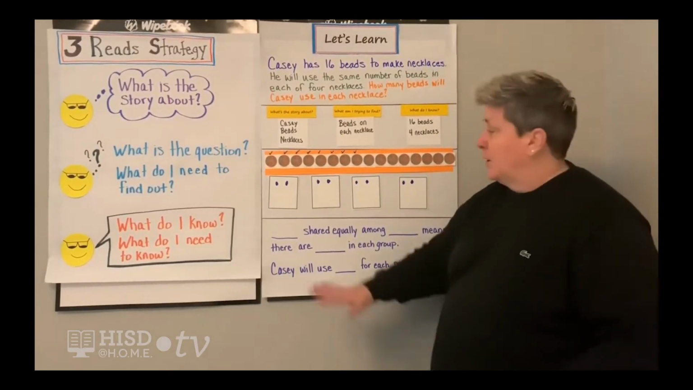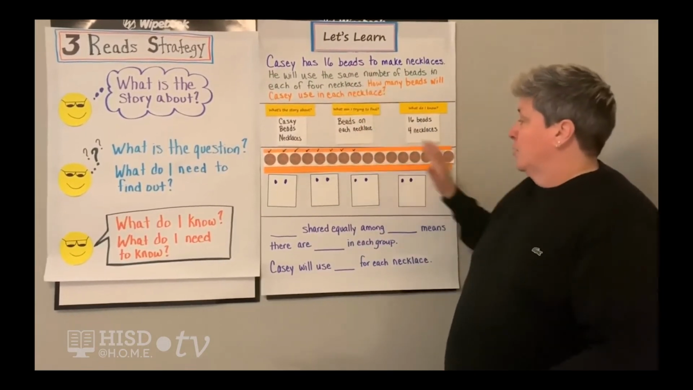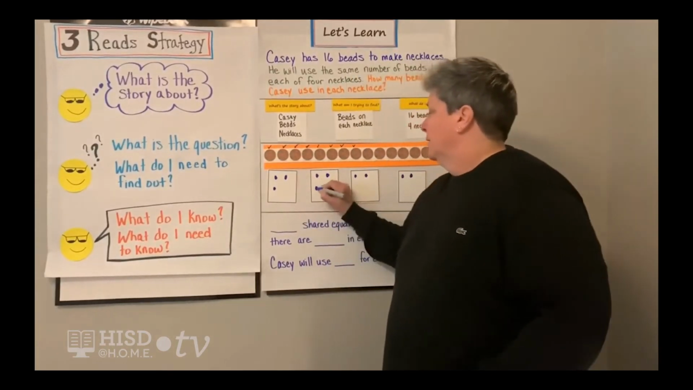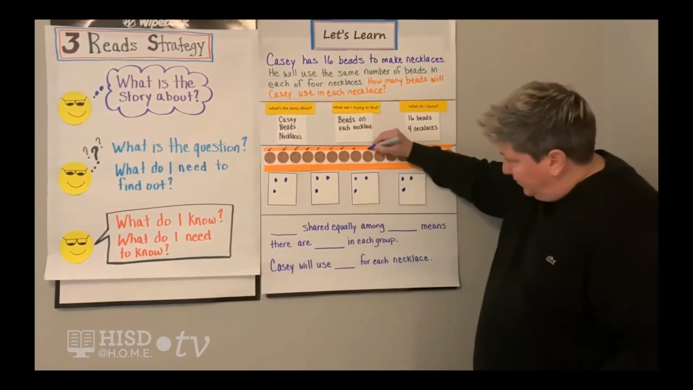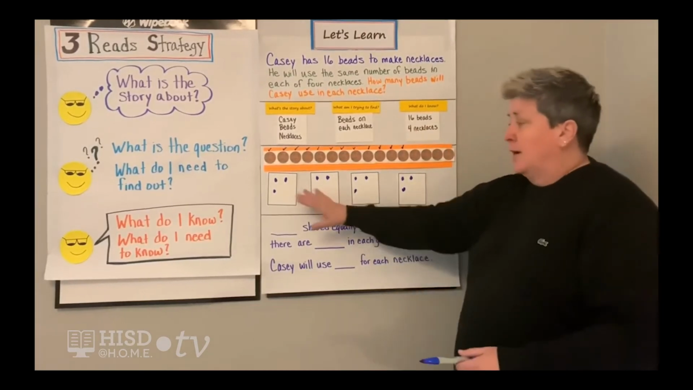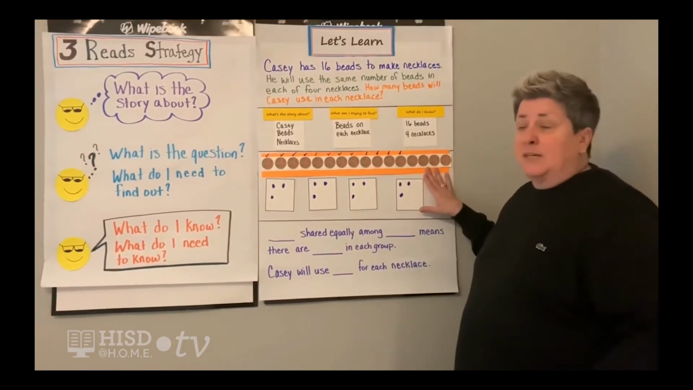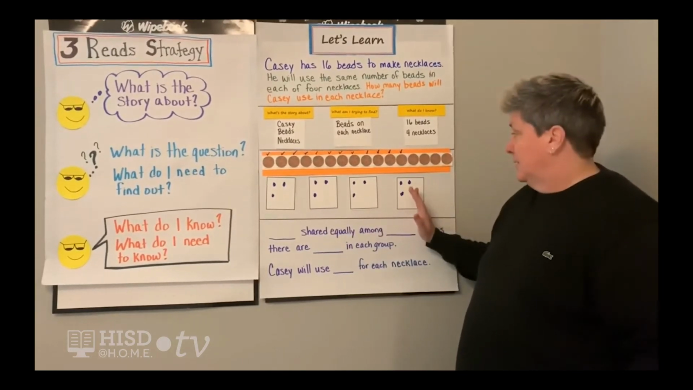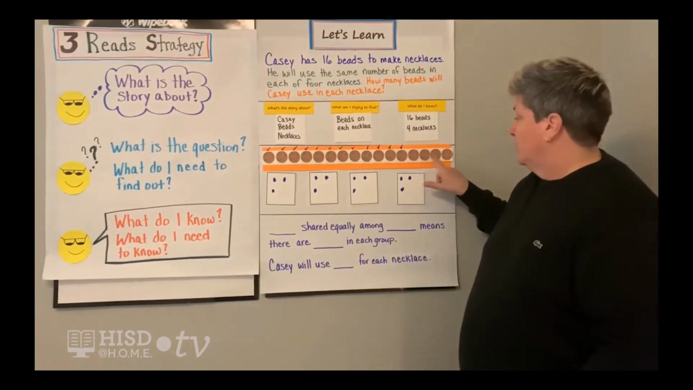So now I know so far that I've used 2, 4, 6, 8 beads. I'm not done yet because Casey has a total of 16. So I'm going to equally share 4 more beads, and I'm going to mark those off. So I've used 4. So now each necklace has 3 beads, but I still see that I have beads left. I need to make sure that I have enough beads so that each one of these necklaces can get another bead. So how many beads do I have left? 1, 2, 3, 4.